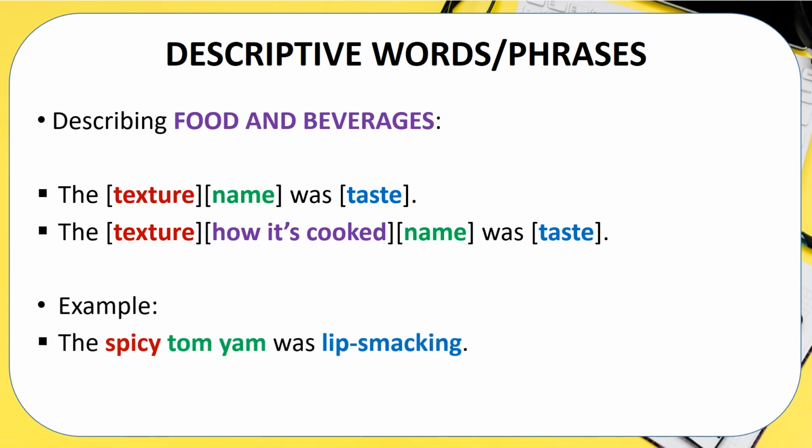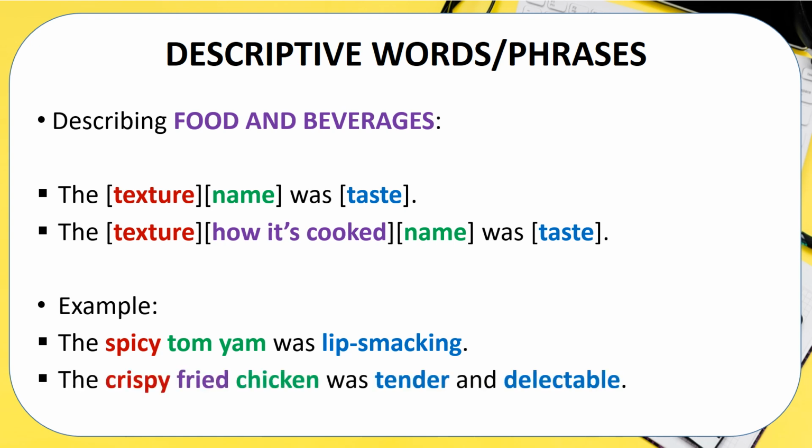So the food is tom yum and the taste is spicy. It was lip smacking, right? The crispy fried chicken was tender and delectable. So even reading this sentence, you can already imagine the chicken, it's crispy. The fried chicken is crispy. And then the flesh is so tender and delectable. Oh my God, I'm already smacking my lips. Ha. Right, so let's go with the last one.